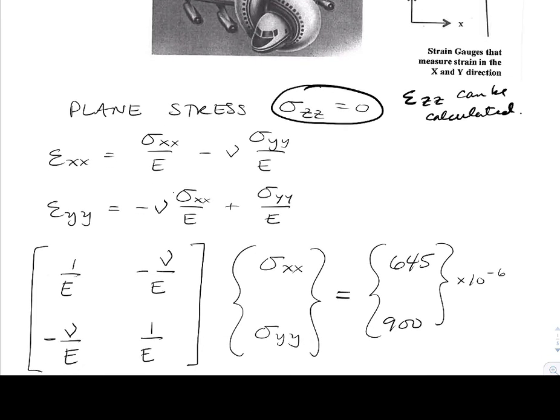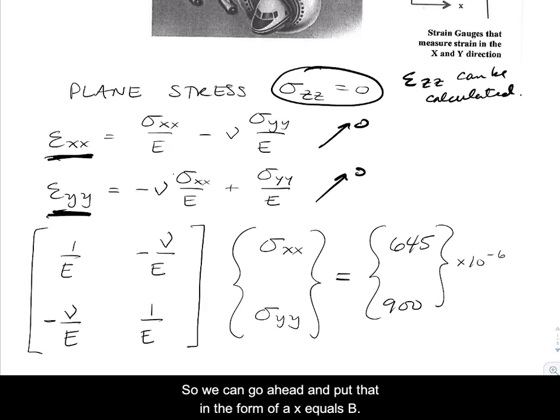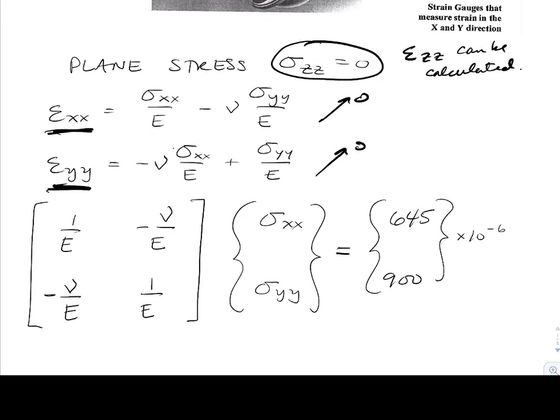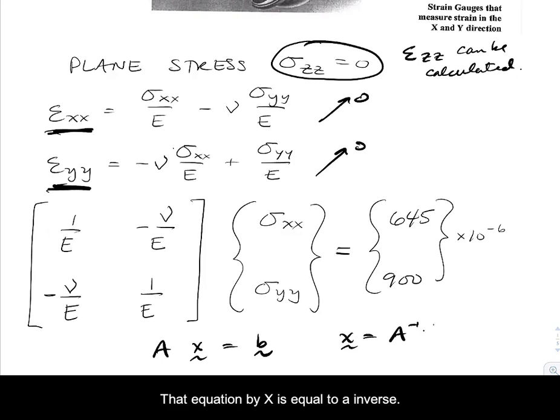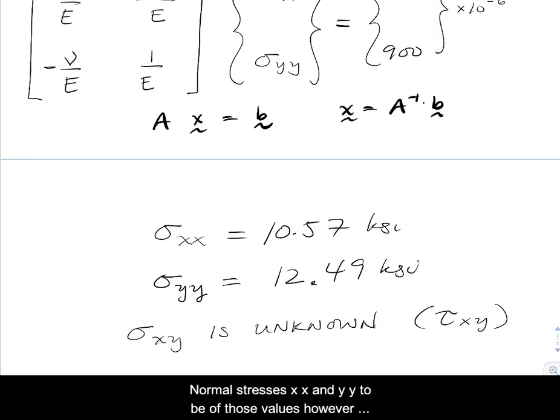So there's our 3D Hooke's law. We use epsilon xx, epsilon yy equations. Right, we've got zeros for sigma z. So we can go ahead and put that in the form of Ax equals b. Maybe use a calculator. And so you would just solve that equation by x is equal to A inverse times b. In doing that, you would find your initial normal stresses, sigma xx and sigma yy, to be of those values.